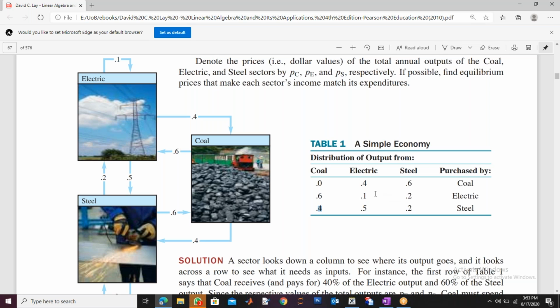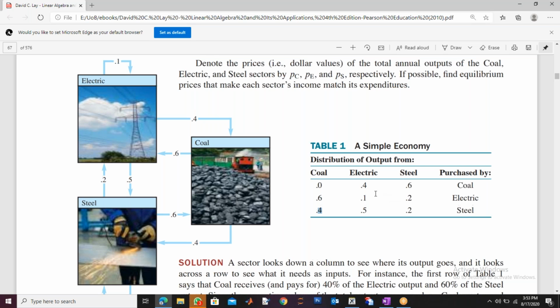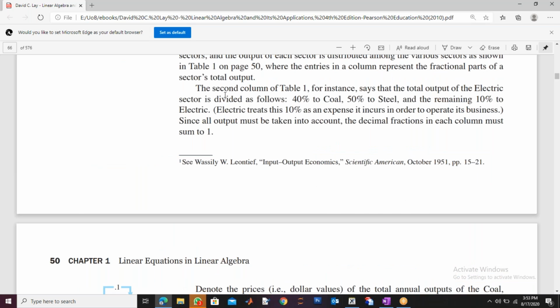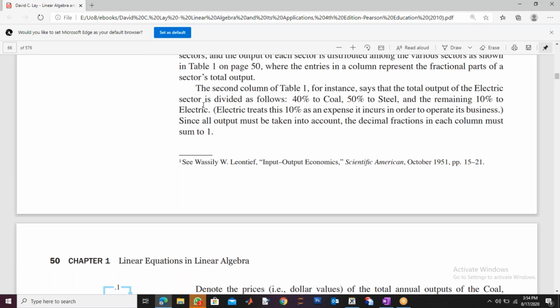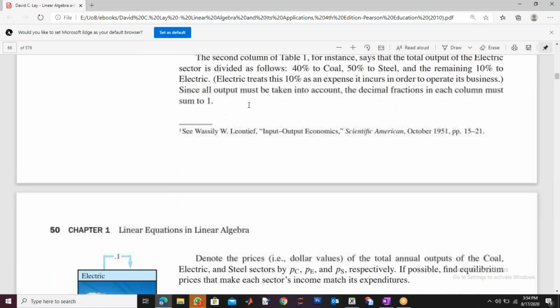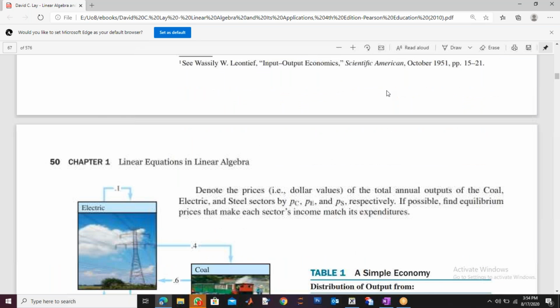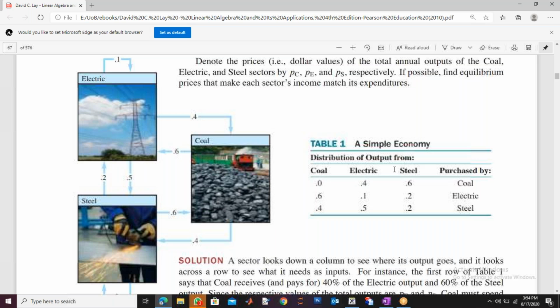So let's say this is the second column. I have already told you that, but let's read it. The second column says that the output of the electric sector is divided into coal, steel, and electric: 40% to the coal, 10% to the electric, and 50% to the steel. That's how you are distributing the output from electric to all 3 sectors. Similarly, you distribute output from the steel to all three sectors, 60%, 20%, and 20% to coal, electric, and steel. Got it?